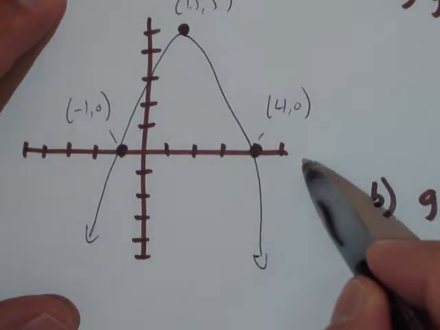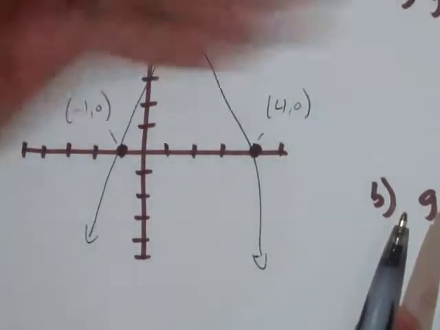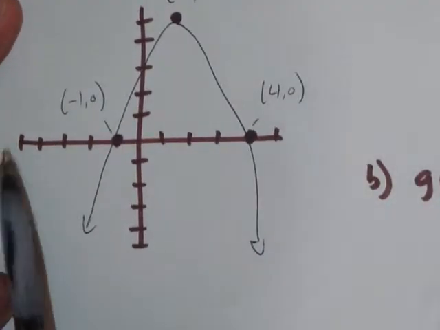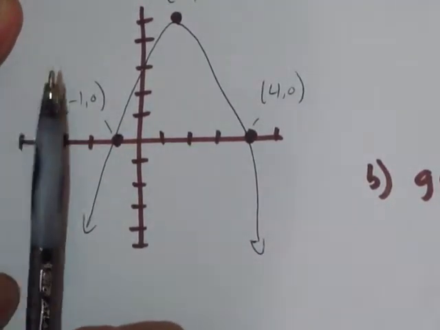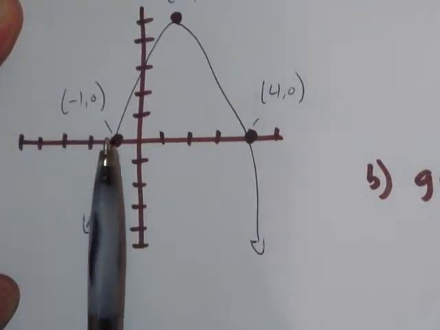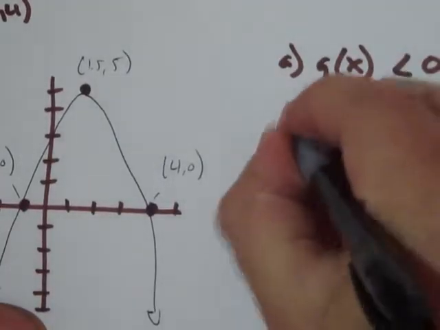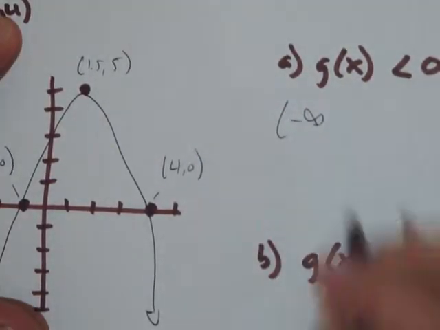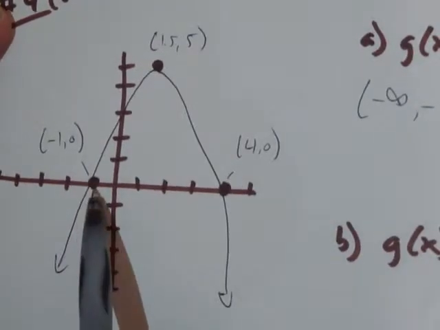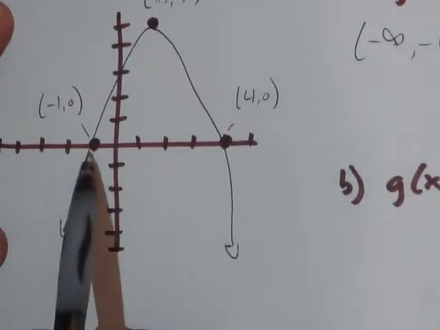So when is it below the x-axis? Right there, here and here. So we write this in interval notation. If we start from over here, it's starting from negative infinity, already below 0, and it keeps staying below 0 all the way to this point here, negative 1. So all the way from negative infinity to negative 1, not including negative 1, because then it would be equal to 0, and we just have less than 0.